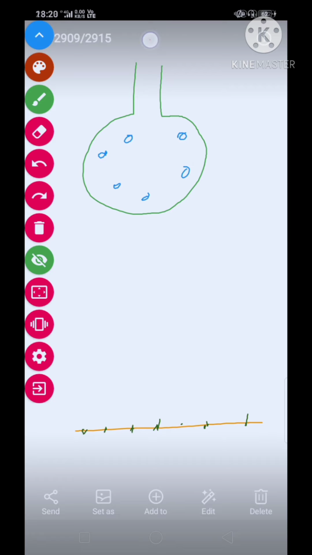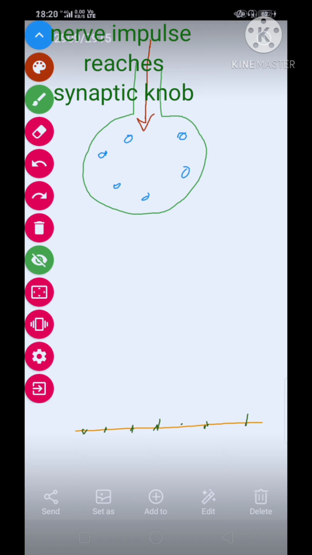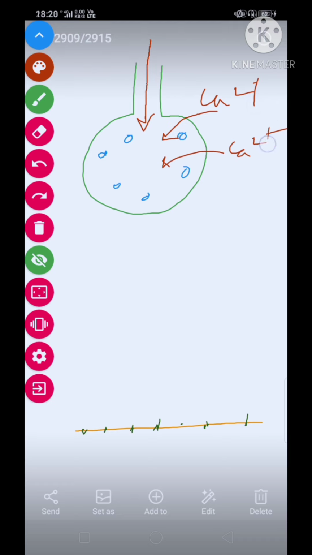So let us consider a condition where the axon is conducting an impulse and the impulse has reached the synaptic knob, as illustrated by this arrow. When this impulse reaches the synaptic knob, there is opening of calcium channels at the synaptic knob. Numerous calcium channels are opened. So these calcium channels will push the synaptic vesicles.